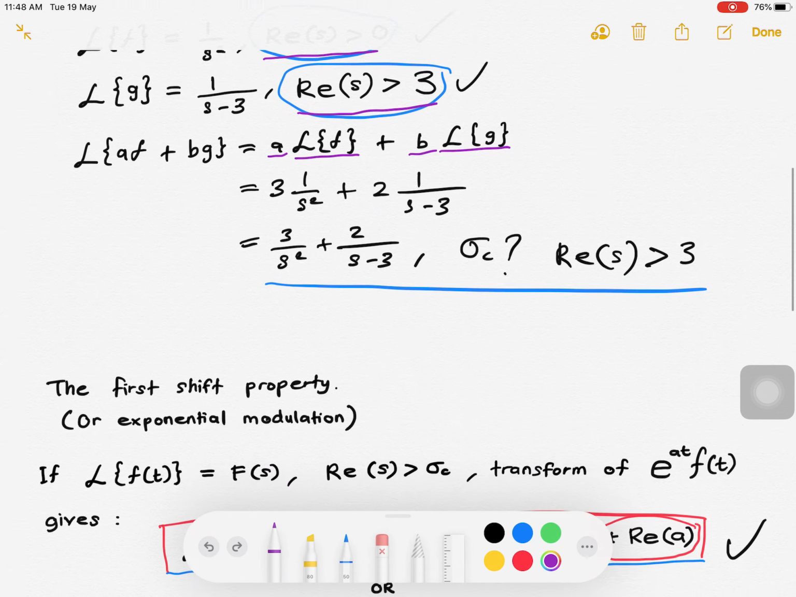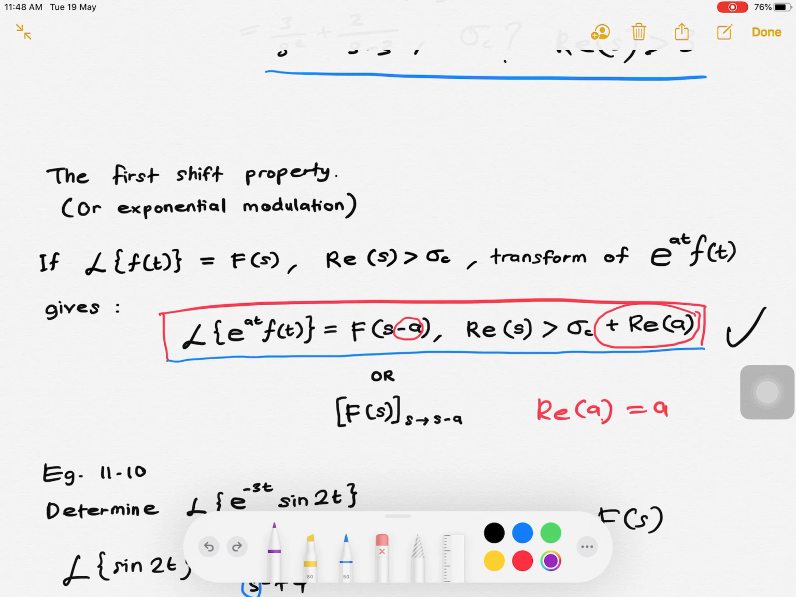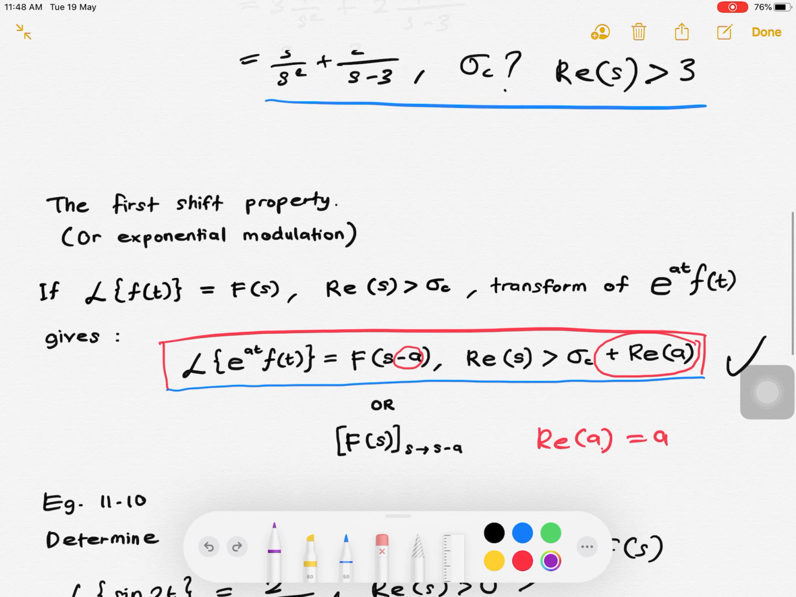Now we learn the second property, which is the first shift property, or we can also call it exponential modulation.